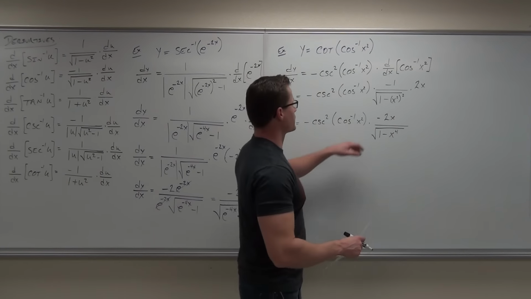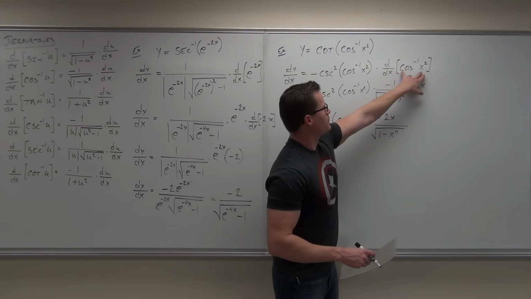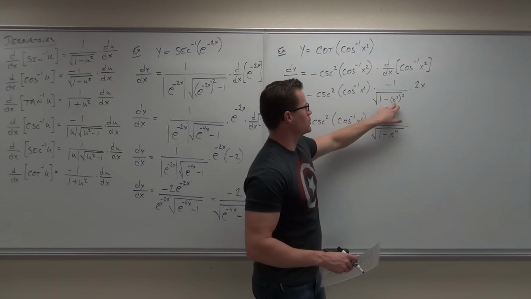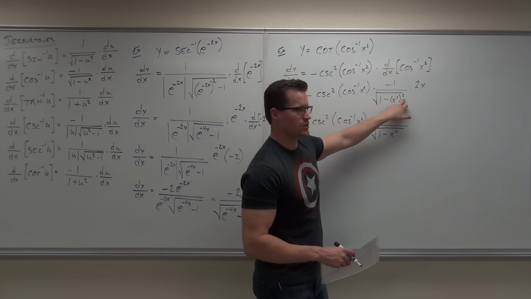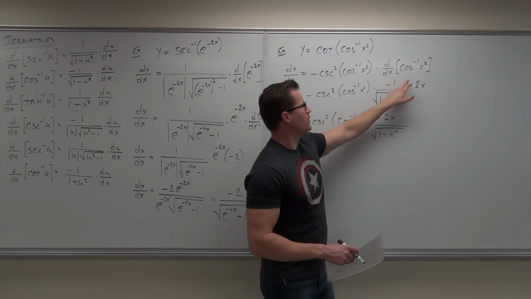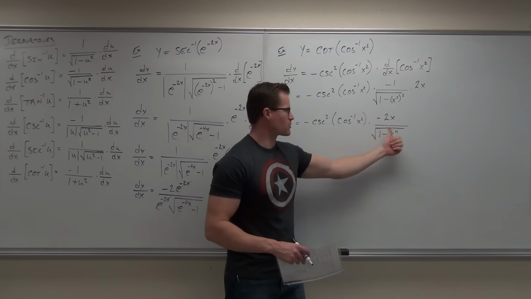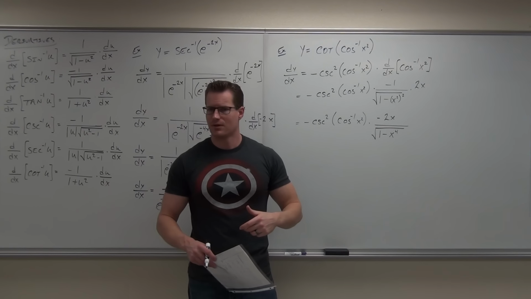So let's verify. This is cosine inverse of x squared. We're going to take a derivative of that. That's this part, negative 1 over square root of 1 minus u squared. Did you all get that one? X to the fourth there. And then the derivative of the inside is 2x. When we do this, we get negative 2x over square root of 1 minus x to the fourth. We okay with that one?